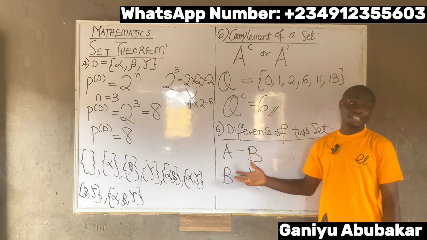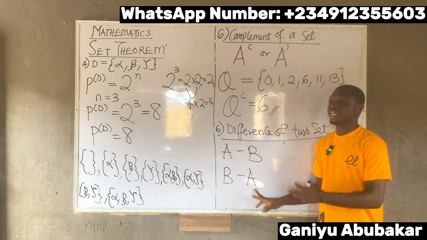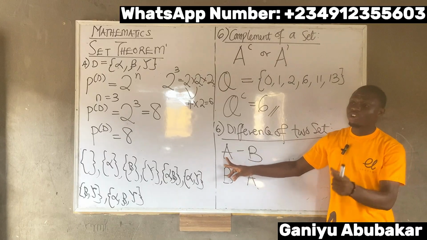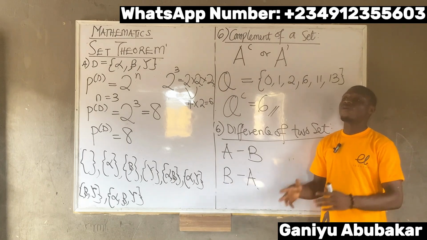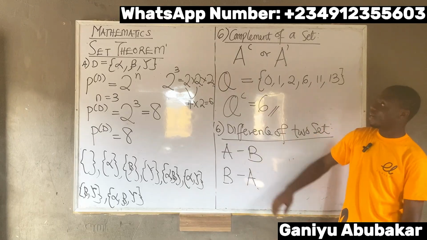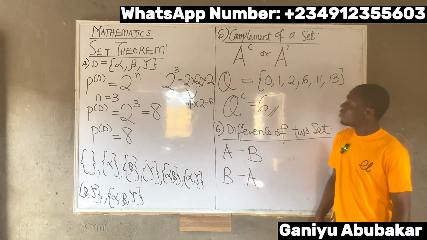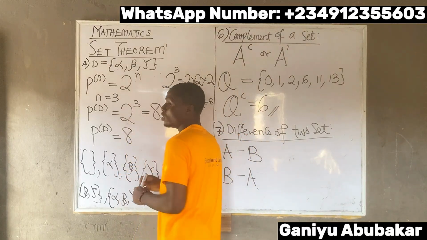So for difference of sets, we have two forms: A minus B, or B minus A. A minus B means all the elements in A that are not in B. This one means elements in B can be found in A. Number 7. Sorry. Number 8, please.